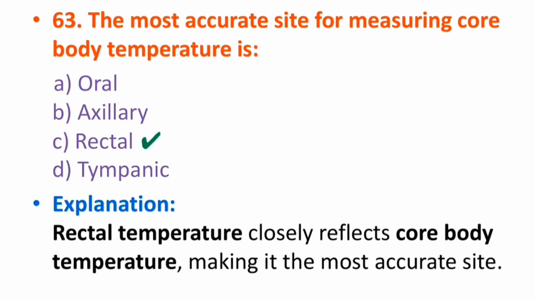The most accurate site for measuring core body temperature is option A, oral, option B, axillary, option C, rectal, option D, tympanic. The correct answer is option C, rectal. Rectal temperature closely reflects core body temperature, making it the most accurate site.